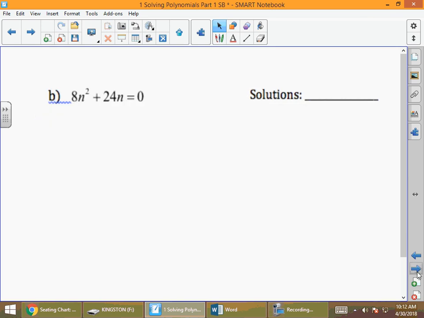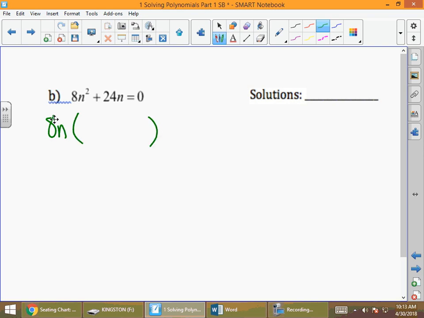What we should always be asking ourselves when we're solving a quadratic is, 1, can it be factored? And 2, if it can be factored, do we have a greatest common factor? As we take a look at this problem, the answer to both of those questions, can it be factored? Yes. Is there a greatest common factor? Yes. And in this particular case, our greatest common factor between 8 and 24 is 8. Between n squared and n, it's the smallest exponent, which is n.